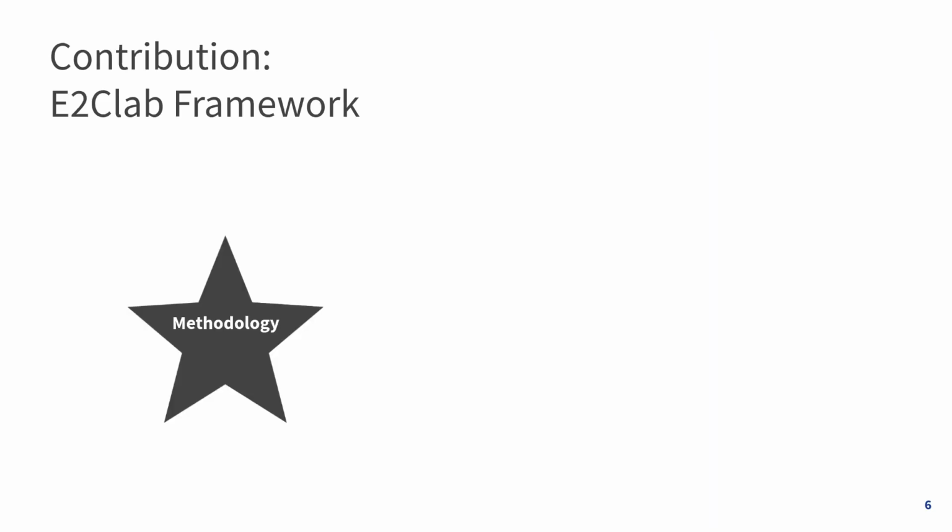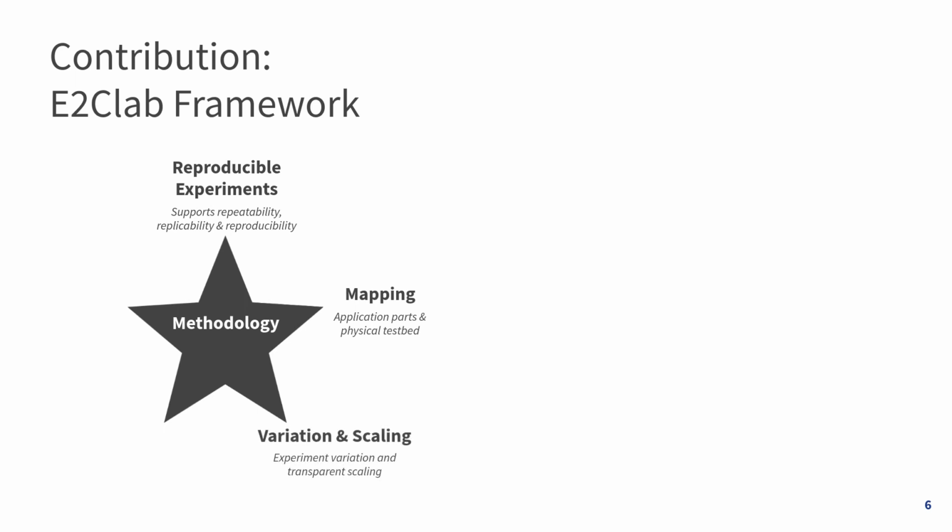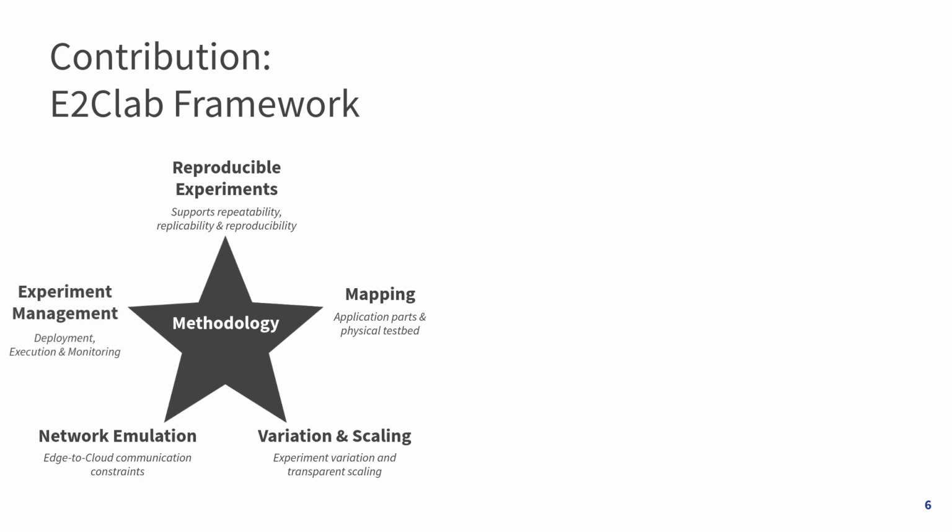The methodology implemented in E2Clab was designed to support reproducible experiments, allow the mapping between application parts and the physical testbed, allow experiment variation and the transparent scaling of the scenario, provide network emulation in order to define network constraints in the Edge to Cloud Computing Continuum, and also provide experiment management features like the deployment, execution, and monitoring of the resources.